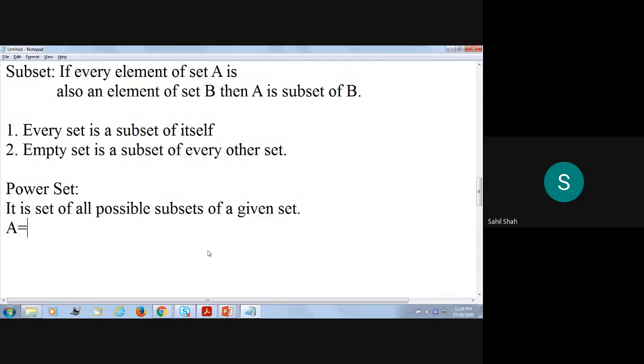So for example, if you have set A containing 2 elements, 1 comma 2, its power set, denoted by P of A, will have how many elements? I will have first an empty set, then {1}, {2}, and {1, 2}. So are you getting what a power set is? It is the set of all possible subsets of a given set. So the given set is a set containing 2 elements 1 comma 2. So the power set will have first subset as the empty set. The empty set is a subset of every other set. Next, can I have 1 as a subset of 1 comma 2? Yes. 2 as a subset of 1 comma 2? Yes. 1 comma 2. Every set is a subset of itself.